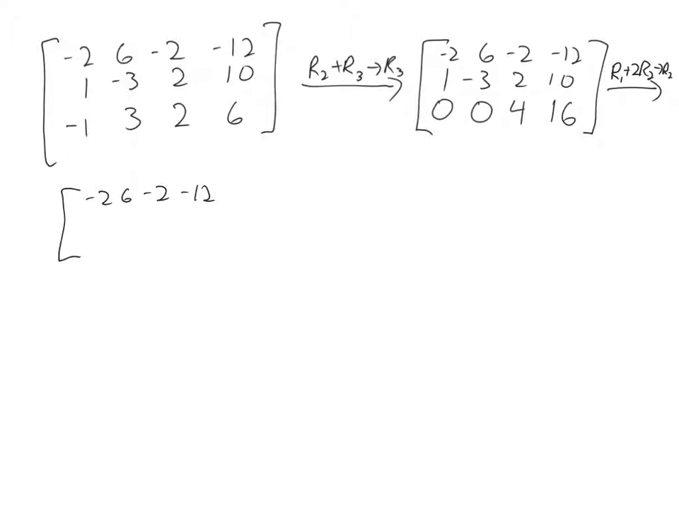And then I get -2 plus 2 times 1, which is 0. So there's a 0 here. 6 minus 2 times 3 is 6 minus 6, which is a 0 again. And then I end up getting -2 plus 4, which is 2. And then -12 plus 20, which is 8. And then this is still 0, 0.